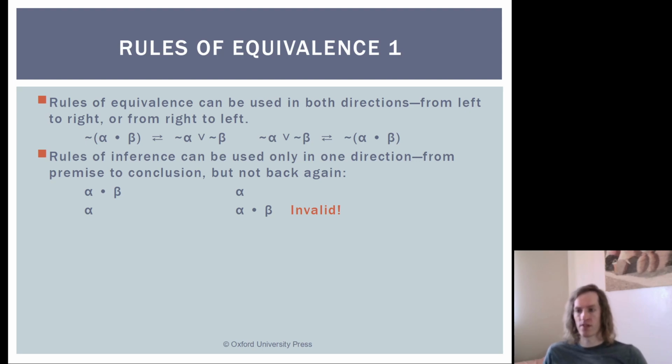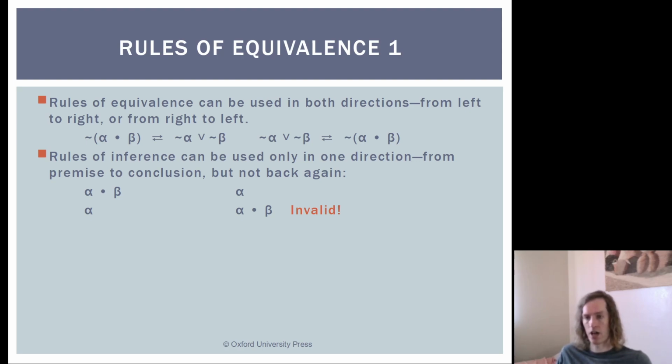So rules of equivalence can be used in both directions. Because it's equivalent, we can go either from it's not the case that alpha and beta to it's not the case that alpha or it's not the case that beta, or vice versa. We can go from it's not the case that alpha or it's not the case that beta to it's not the case that alpha and beta. They're equivalent, so they move back and forth.